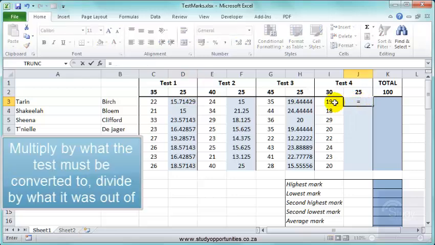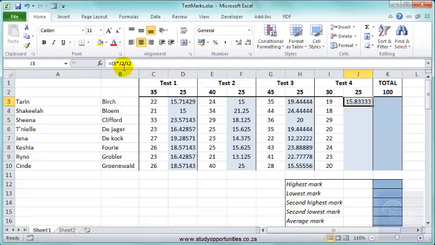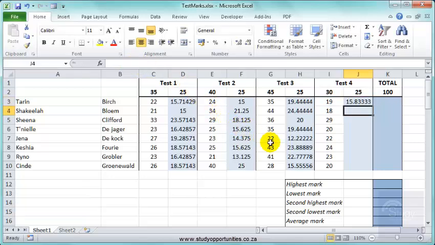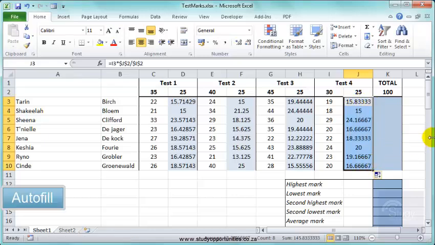Equals that cell times that divided by what the test was out of. Enter. Now I'm going to go back and make it absolute. Select it and press F4. Select that and press F4. Now if I pull this down, I will have the mark here out of 25.